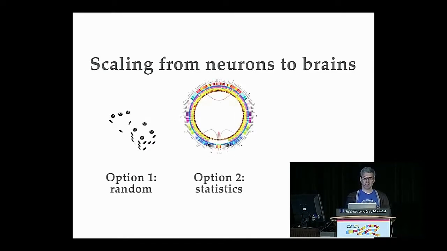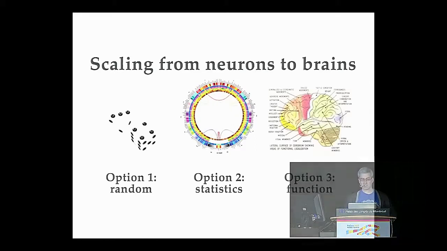The second option is to do some recordings from brains to figure out the connectivity patterns, the statistics of connections in the actual real brain. And people do this in a field called connectomics. And you basically get an idea of what's connected and the relative strength between those areas.